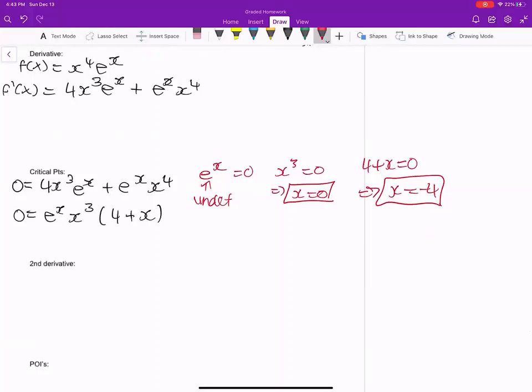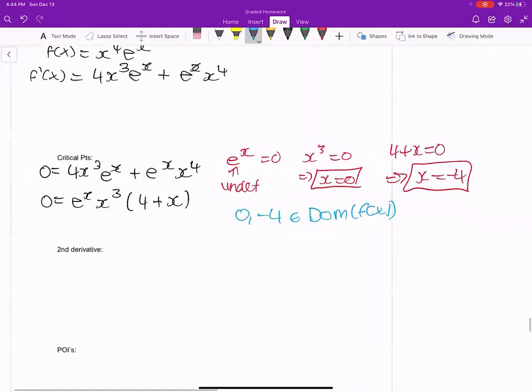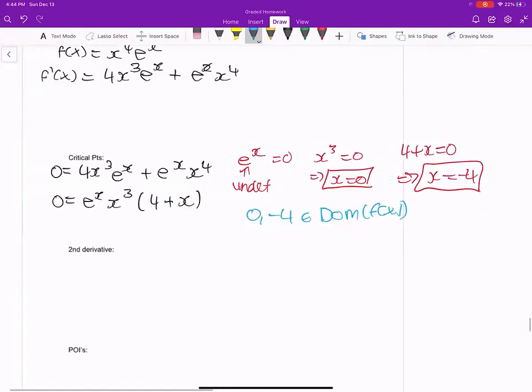And it's important you do write this. I remember seeing this in Natalia's notes as well: 0 and -4 are elements of the domain of f of x. This is important, even though it's quite obvious since the domain is negative infinity to infinity. Make sure you write this. I do remember marks being cut off for that.